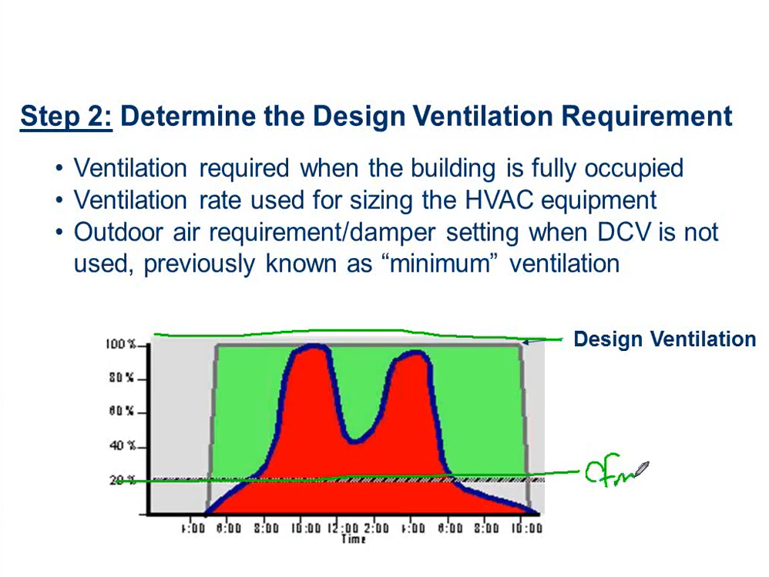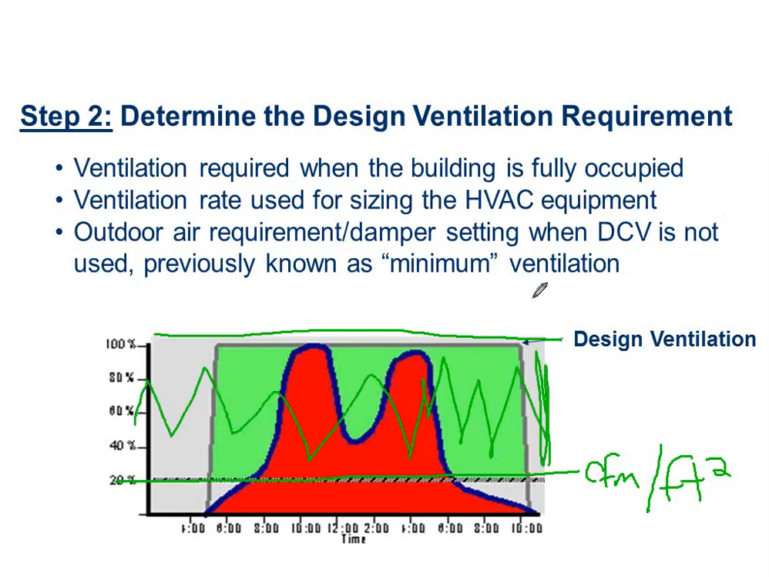So that CFM per square foot is what's going to be my absolute minimum. And then my people part, my CFM per person, I'm going to modulate up and down here throughout the day, right? So this was my old code minimum on top. Now I got my new CFM per square foot portion on the bottom. So the CFM per square foot plus the people would have been the code. I'm going to modulate below that.